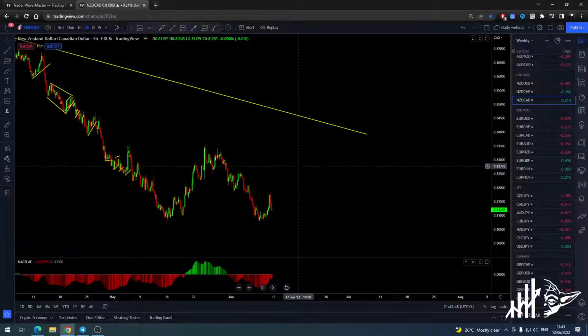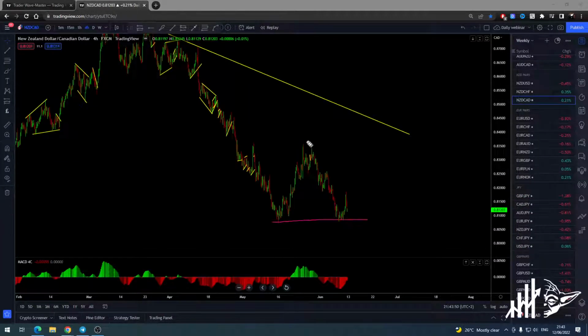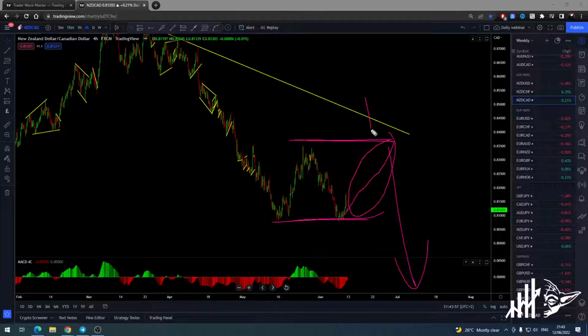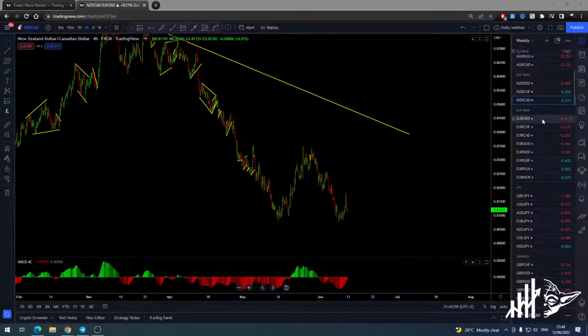New Zealand CAD, nothing there. Let's take the top. It's gonna go for the bigger flat over there before the next leg lower. So if you're skilled enough, you can take the buy stops, of course. Okay, keep an eye on it.